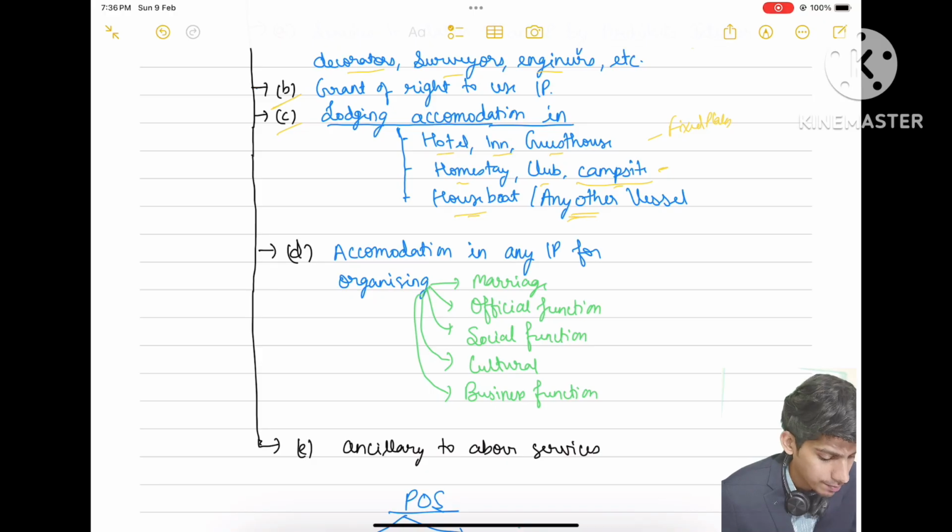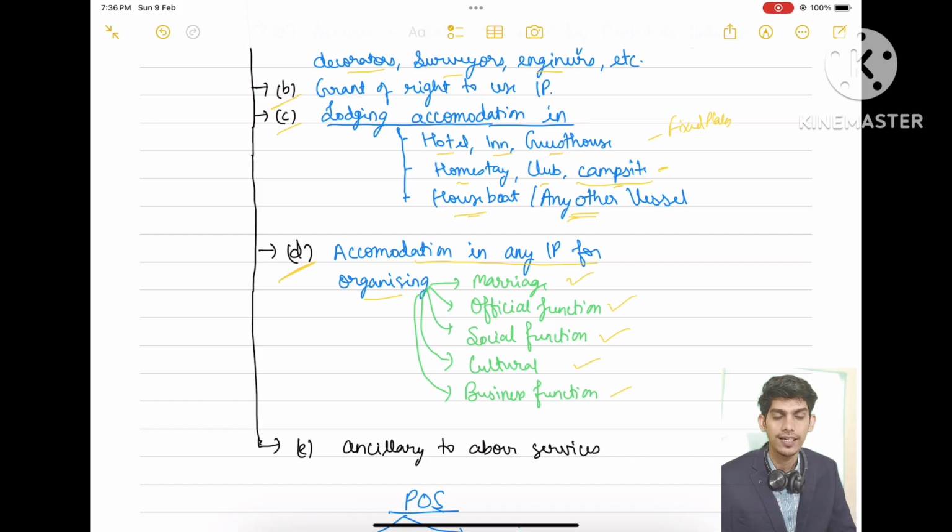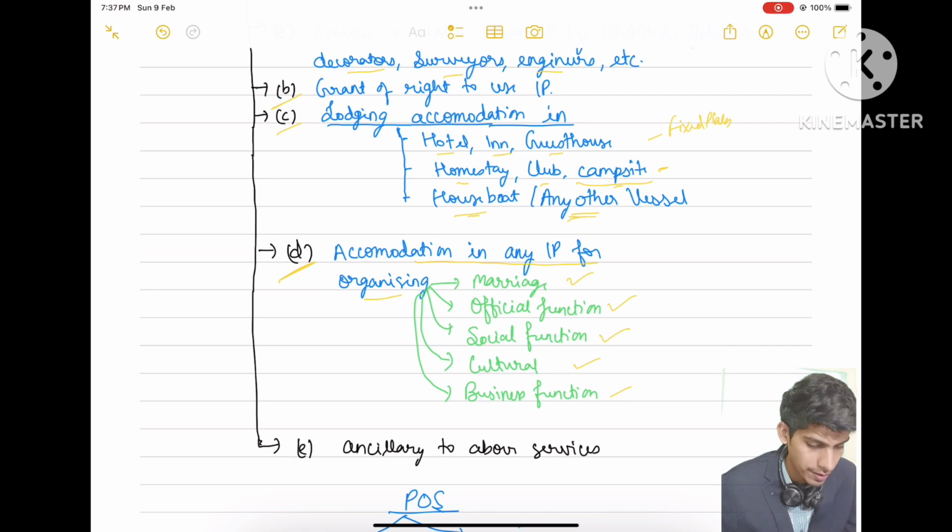Then we have accommodation in any immovable property. Last point, number D: accommodation in any immovable property for organizing marriage, official function, social function, cultural, business function. So when we are taking an immovable property like a marriage hall or a big hotel, like for any conference, we are taking big space on rent for functions which can be official, like business functions, company conferences, company meetings, cultural festivals like any Kathak dance event, or social functions like weddings, birthday parties, celebrations. So for these functions, taking of any accommodation for organizing these functions will be covered by this section.